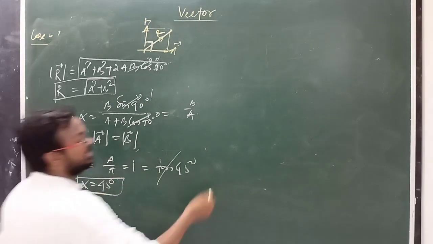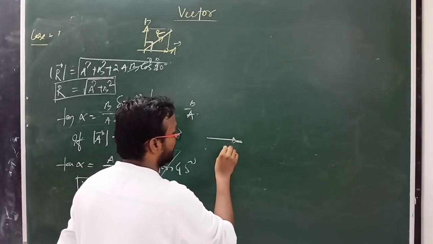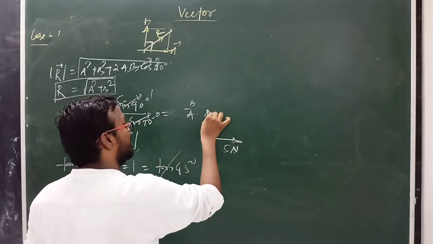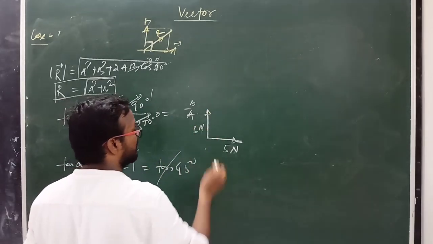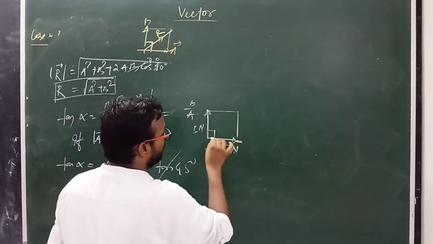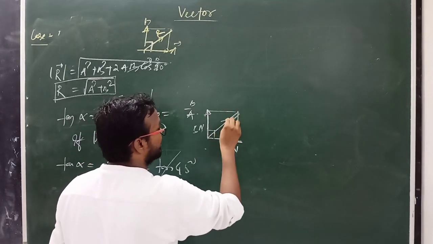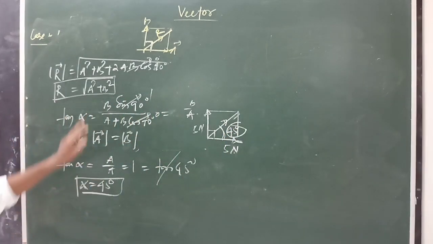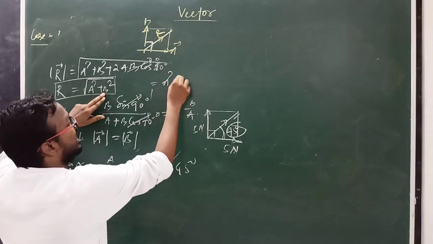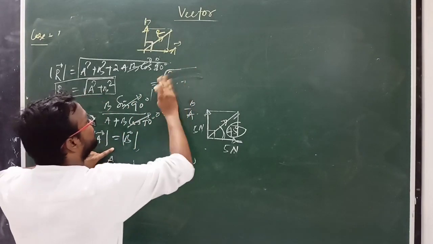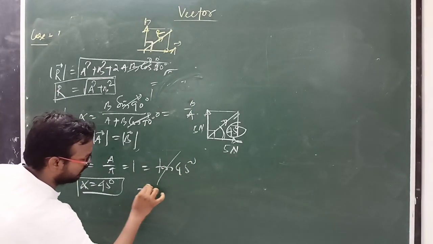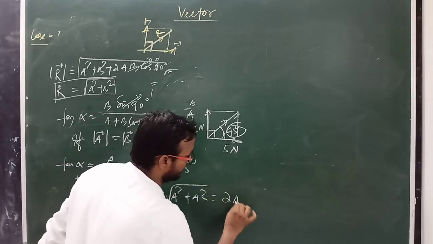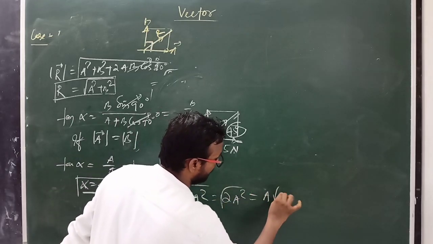That means if there is a vector A and suppose its magnitude is 5 Newton, and another vector B also has magnitude 5 Newton, and the angle between them is 90 degrees, at that time we get this resultant vector. This angle will be 45 degrees, which indicates the direction. If A equal to B, then we can write R, the magnitude of R, equal to the root of A square plus A square, that is 2A square, and we get A root 2.